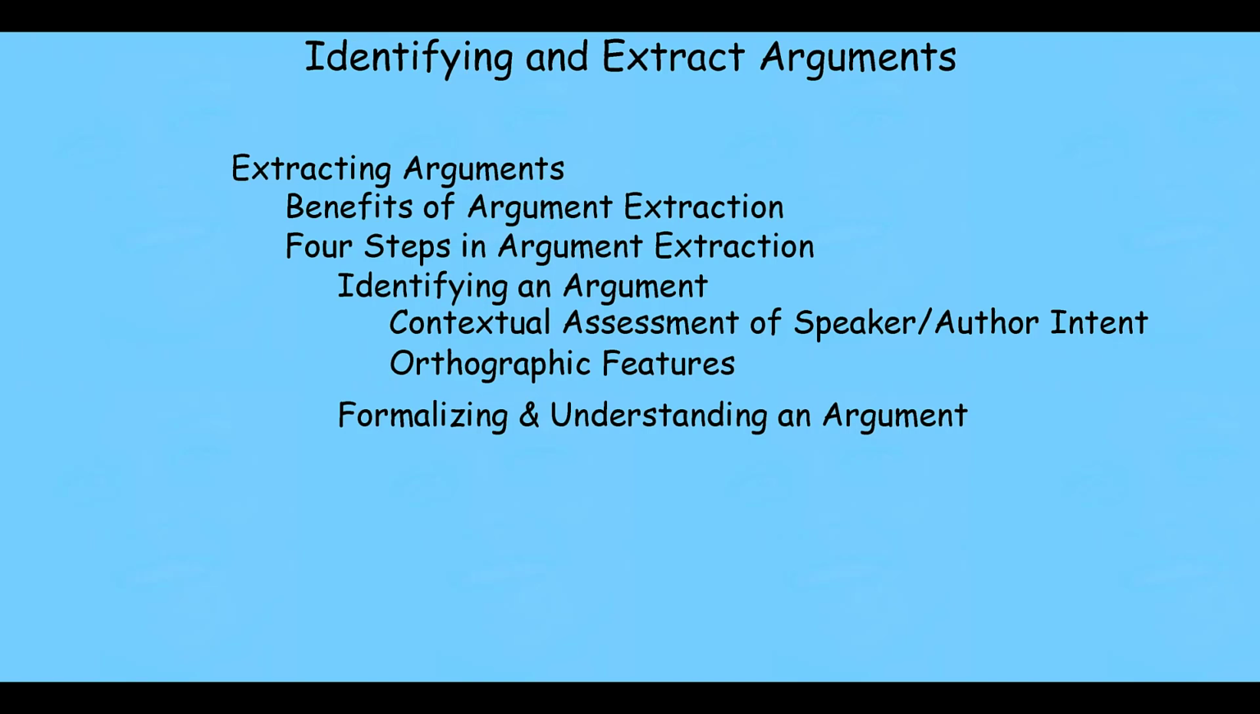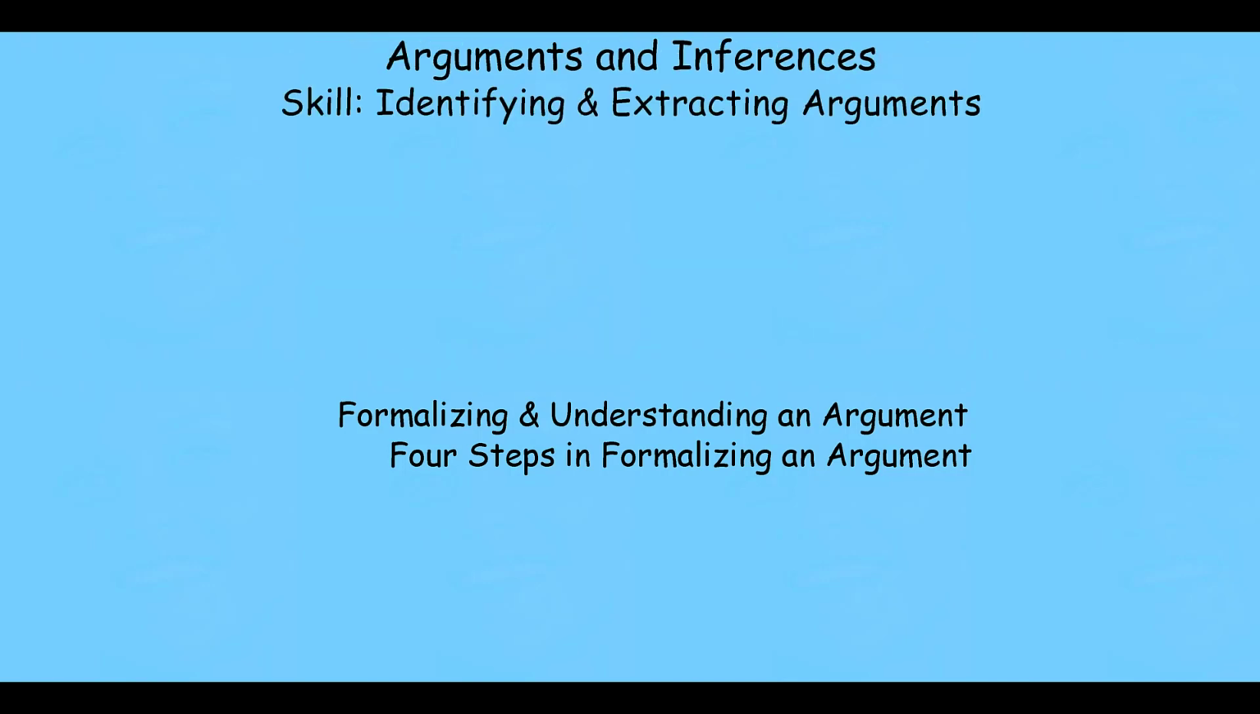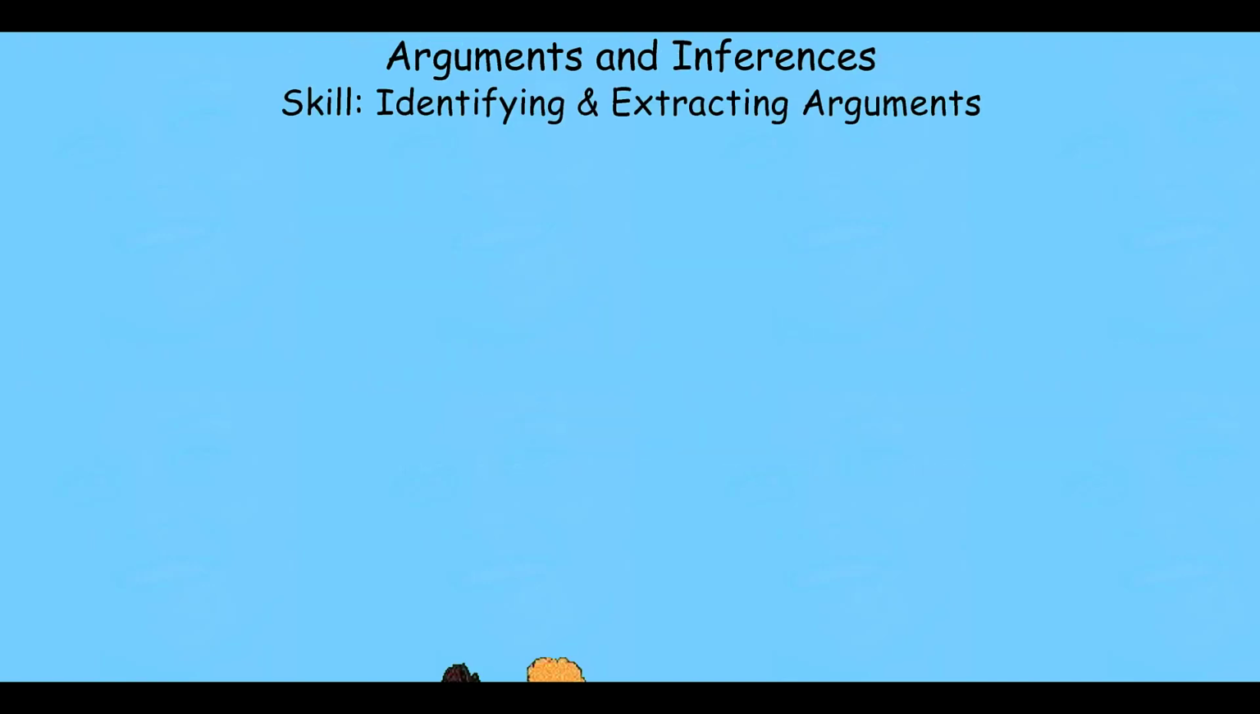Once we've identified that a bit of spoken or written language contains an argument, then we want to be able to extract that argument and put it into standard form, that is, reformulate it to give it its maximal comprehensibility, rigor, and impact. In looking at formalizing and understanding an argument, we'll go through the 4 steps of formalizing an argument, talking about each one, and that's where we'll end the lecture. Let's pivot then to discussing our first skill, identifying and extracting arguments.